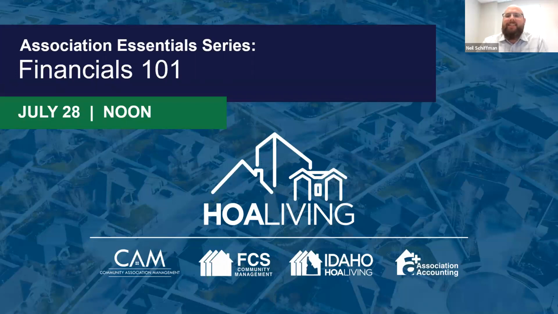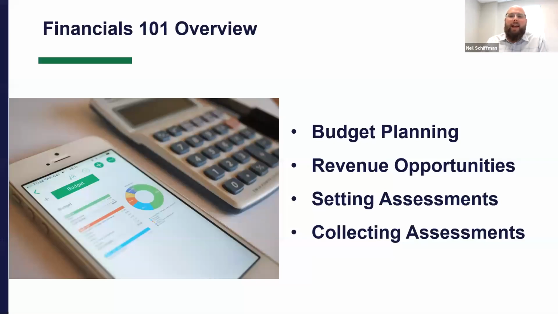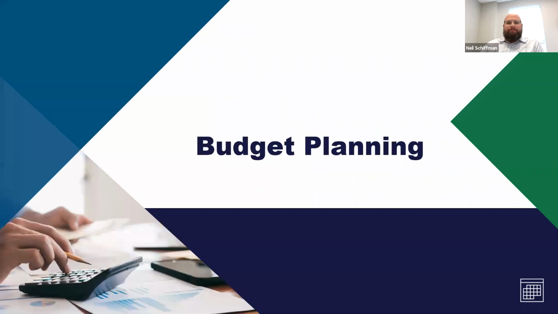Awesome. Thanks, Ryan. So today we're going to be going over Financials 101, going over some basics of financial management for your association. One of the first things that we're going to be looking at is budget planning, budget preparation, getting that ready each year. So what are the steps for budget planning? What does budget planning look like? How does that function for an HOA?